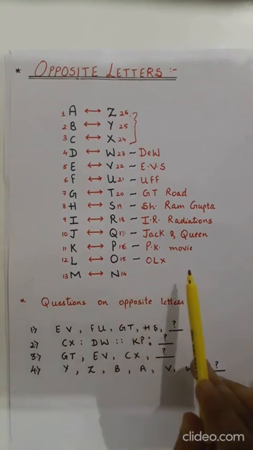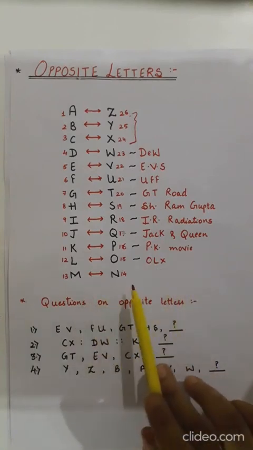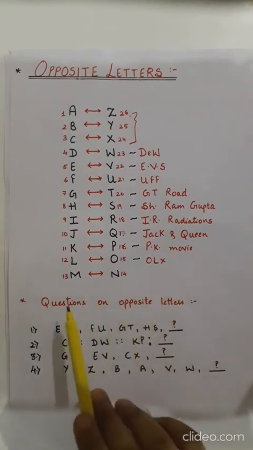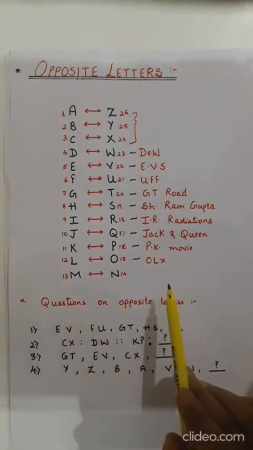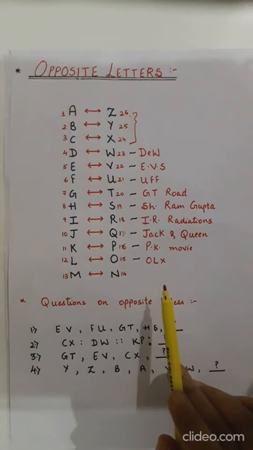Next is the opposite of L is O. We see that ad, OLX pe bech dal. So L is O, OLX. Now the opposite of M is N. We can learn it because the series is divided at M. So M's opposite is N. It is easy to learn.